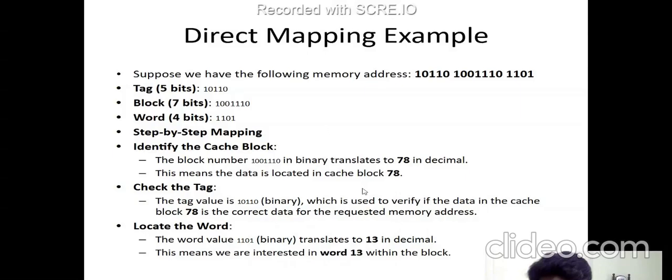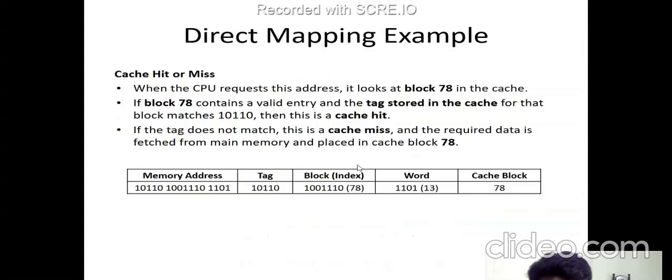So this is the direct mapping cache. When the CPU requests an address in block 78 of the cache, if block 78 has a valid entry with a matching tag, then it is a cache hit. If the tag does not match, then it is a cache miss. So this is a direct mapping example.